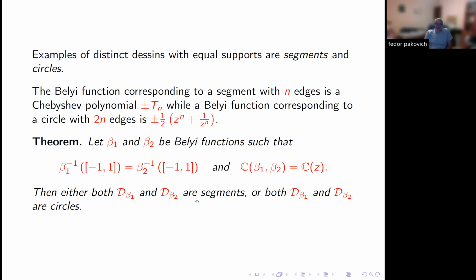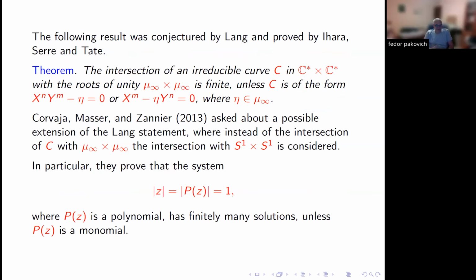Okay, so the result is the following. If you have these Belyi functions, let's assume also that they don't have a common right factor, then either both dessins are segments or both dessins are circles. And now I will try to explain the main steps in the proof.